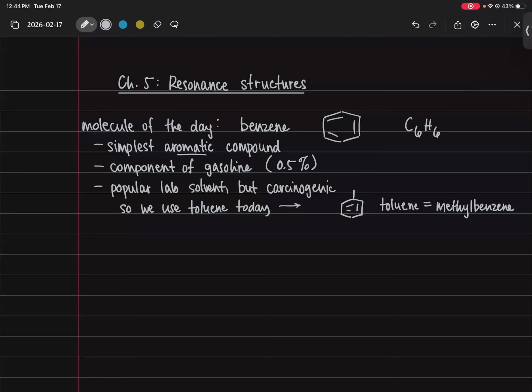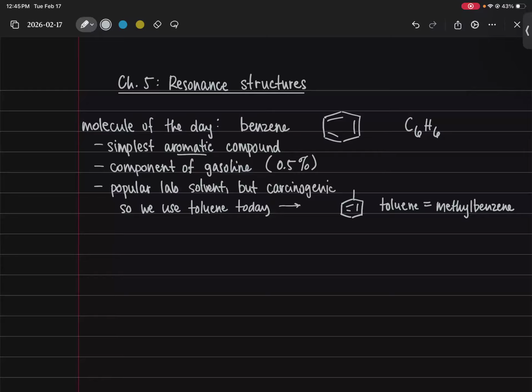Anyway, it's a component of gasoline, fortunately in pretty small quantities, about 0.5%. I think the legal maximum is 0.62 or something like that. It used to be a much more significant contributor, but the problem is it gives you cancer. It's carcinogenic. It also used to be a really popular lab solvent. It's extremely nonpolar, like hexane, and so it's really good at dissolving nonpolar substances. It's also good at giving you cancer.